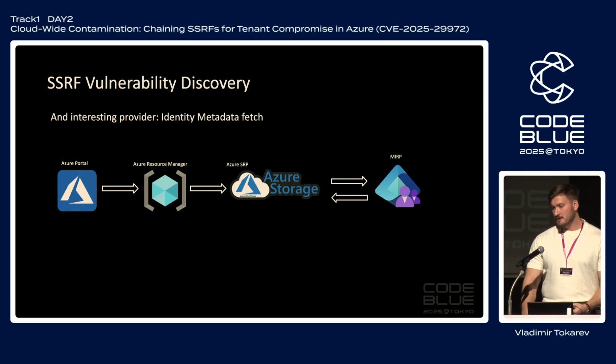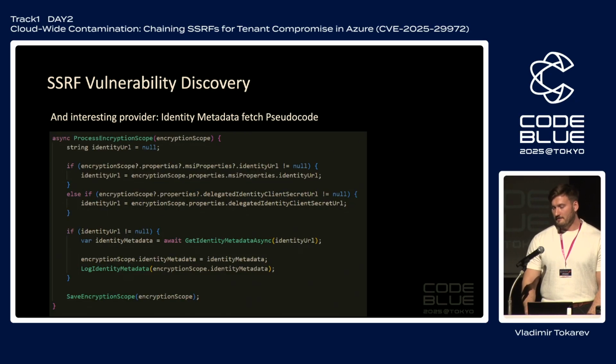After that, SRP, now you want to retrieve information per specific user, it will send a query to MIRP. What is MIRP? MIRP is Microsoft Identity Resource Provider. So it will send a query to MIRP and get back the answer, and then it can get the relevant information, such as encryption keys.